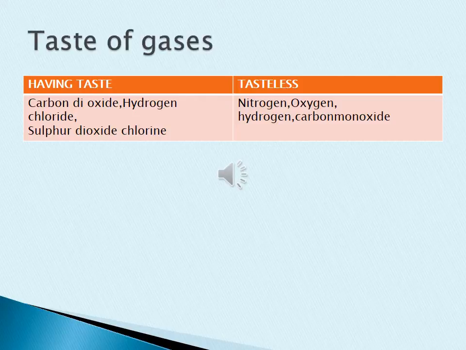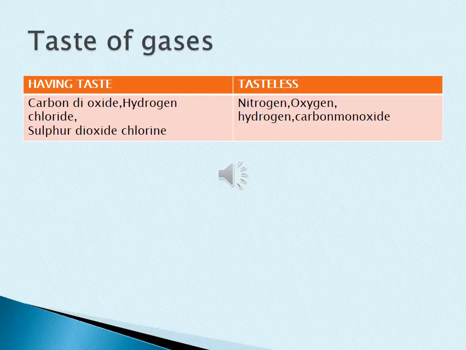First of all, we have to study about gases having taste. Carbon dioxide, hydrogen chloride, sulfur dioxide, chlorine. They all have a slight sour taste. மிகவும் குறைவான ஒரு புளிப்பு தன்மையை உடையது. All have slight sour taste.